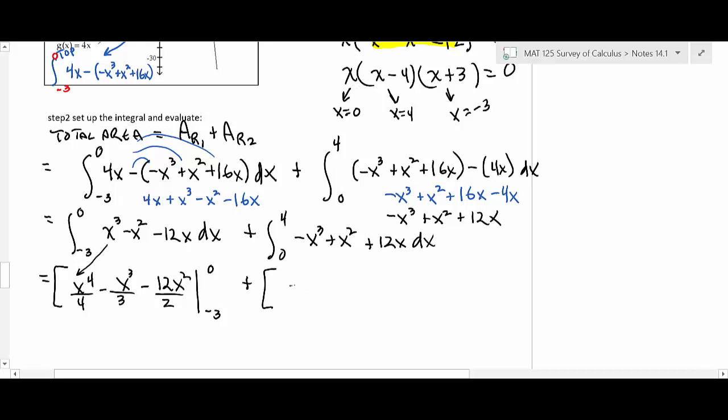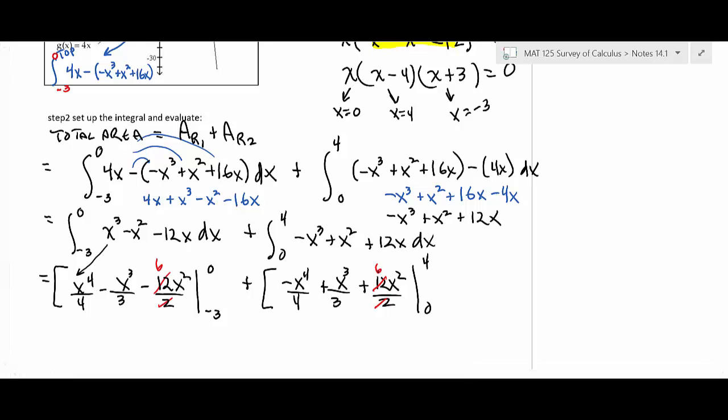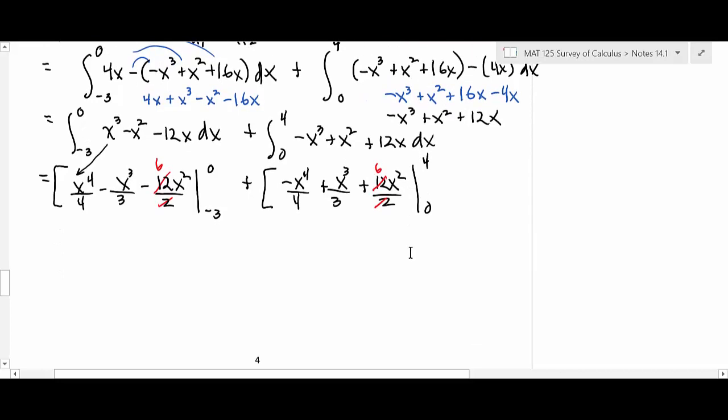So it's going to be negative x to the fourth over 4, plus x to the third over 3, and then plus 12x to the second over 2, and that's going to evaluate from 0 to 4. One thing I'd recommend is to just change that 12 to 6, and that'll simplify your arithmetic. Everybody okay with the antiderivative? No u-sub or anything on this, straightforward power rule stuff.